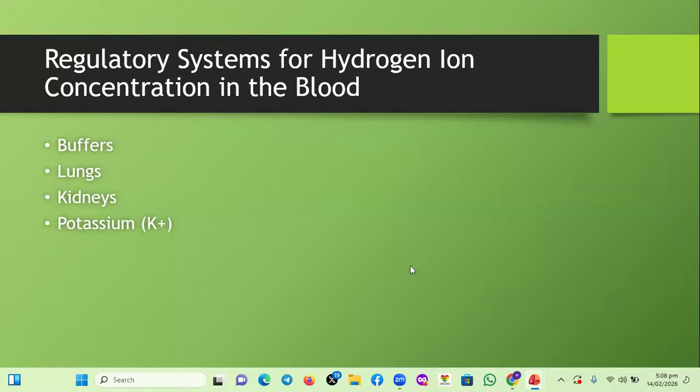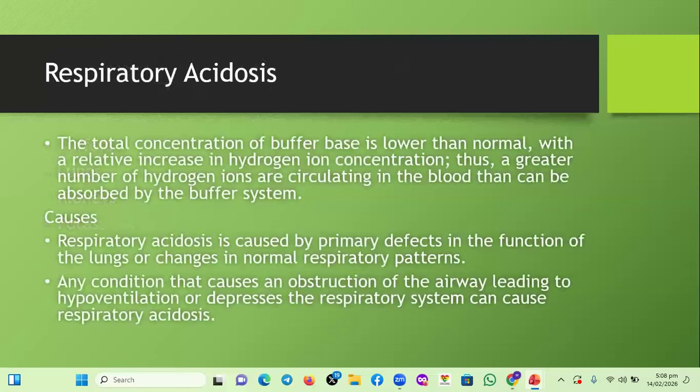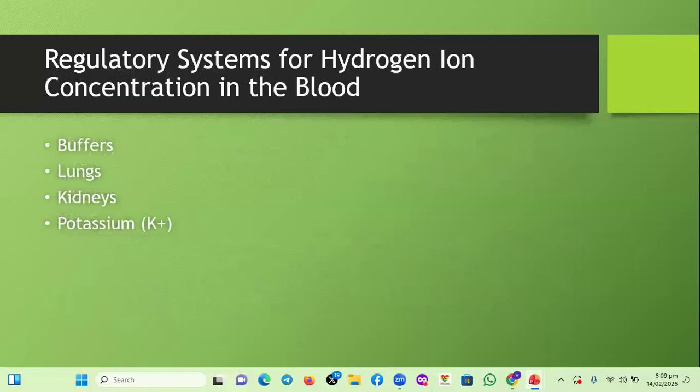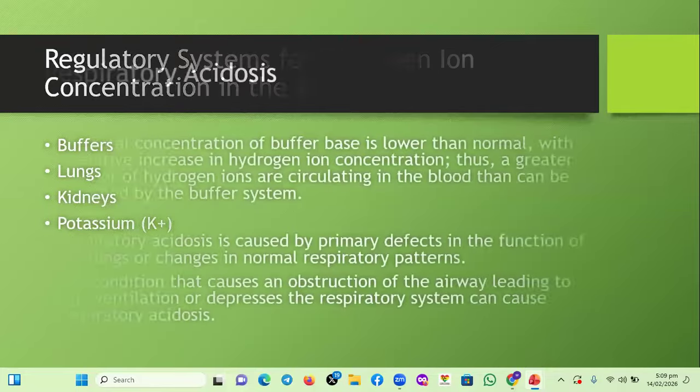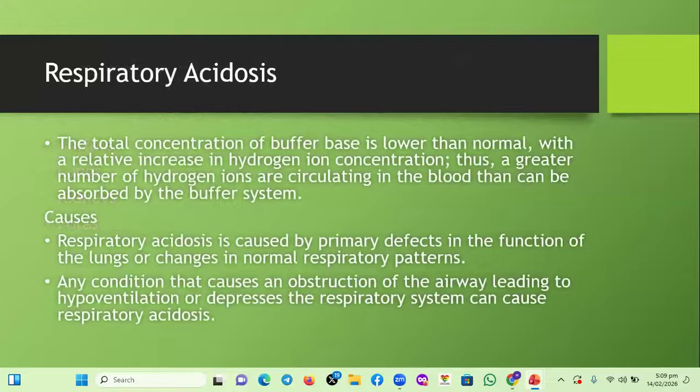If you have any question on the regulatory factors or the systems that regulate hydrogen ion, you can also ask. Like I said, I'll be doing more of the talking now. When we get into the main work, you come in and then we do the work. Okay, for now, we have to build the understanding.